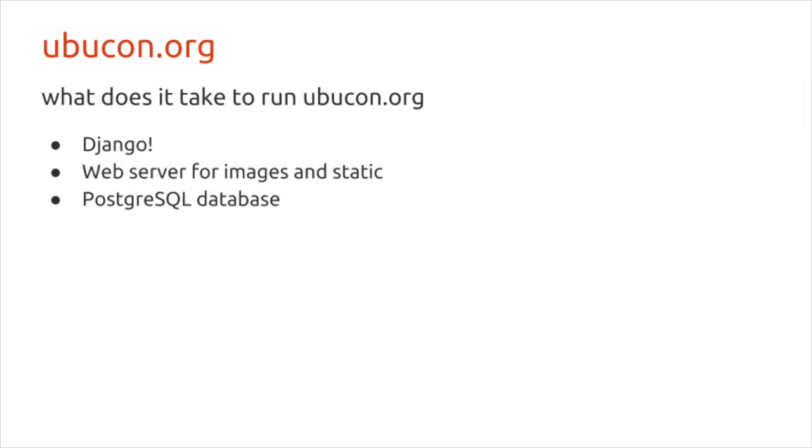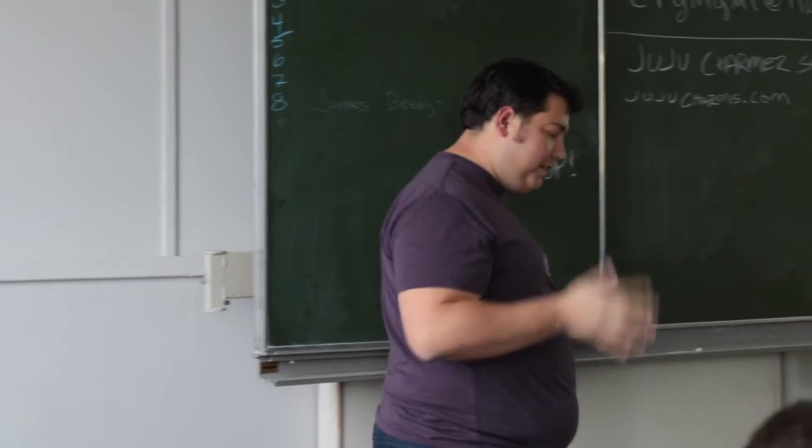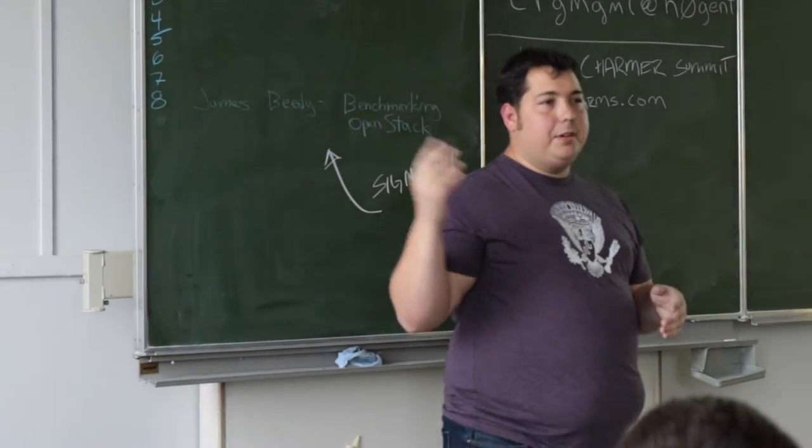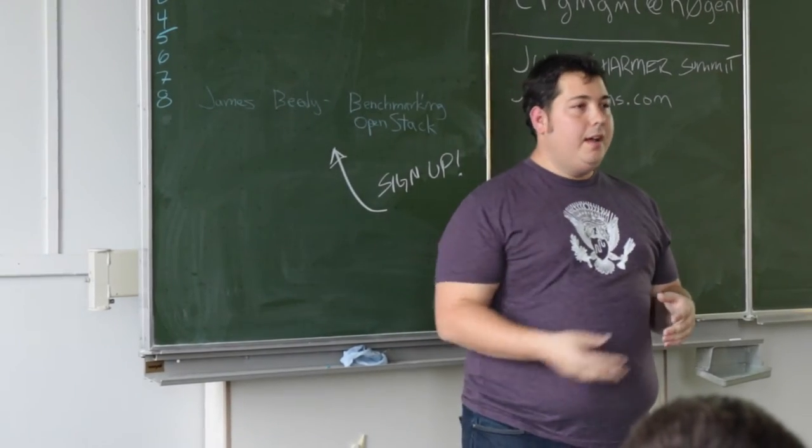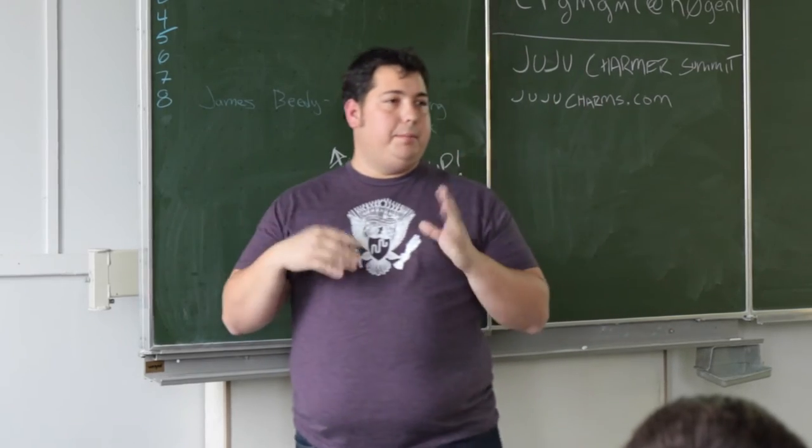Well, it's a Django website. Okay, it's pretty simple. I think I know how to set up Django. We need a web server to serve our image and static content. And then we need a Postgres database in order to store our content data. So that sounds pretty simple. We have web server charms, and we have a Postgres charm. We have a Django charm. I should be able to put this together.